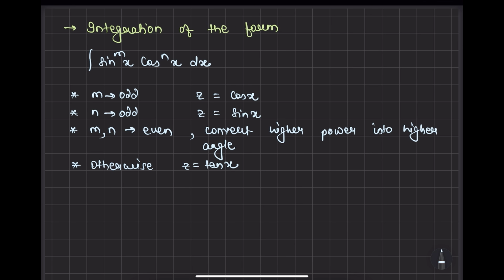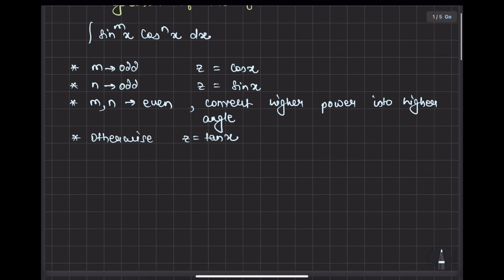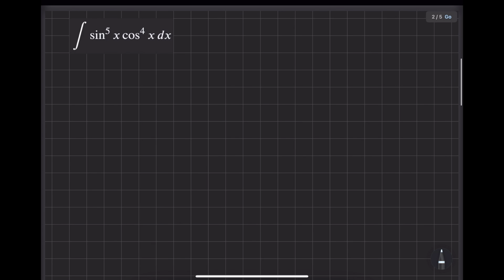Means if the power of sine is bigger, you will convert it into sin 2 theta, sin 4 theta, sin 8 theta. If cos has the greater power, then you will be converting it into cos 2 theta, cos 4 theta. And otherwise you will take z as tan theta. Your things will be done. Okay, now let's apply this concept to some questions. So look at the question.